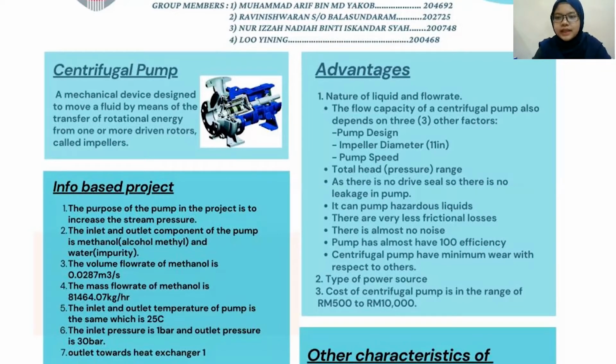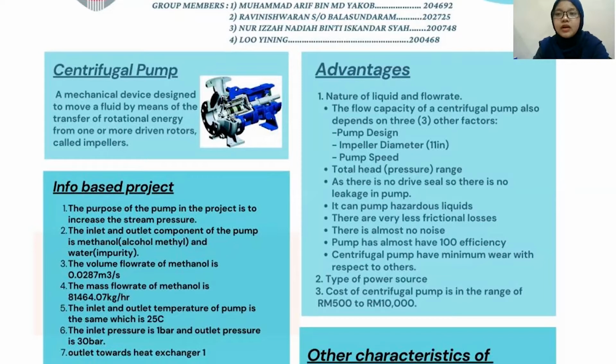0.0287 meters cubed per second, which is in the range of flow rate of the chosen pump. Next, the total head, which is pressure range. The pressure for our pump in the project is within the range, where the maximum pressure allowed is 30 bar, and the total head obtained from calculation is 170 meters. Then there is no drive seal, so there is no leakage in the pump.